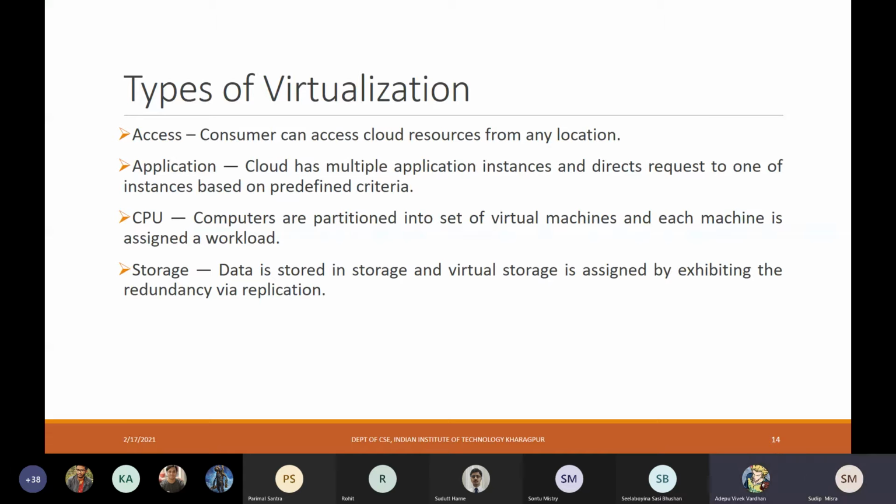Yes, sir. I have. Everybody has done, right? You know what is hard disk partitioning, all of you? Yes, sir. What do you do?